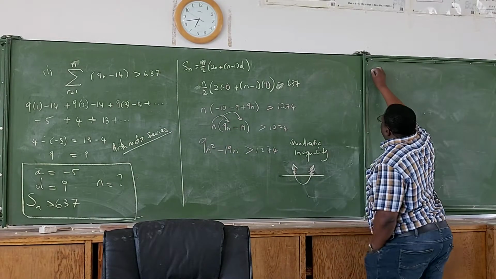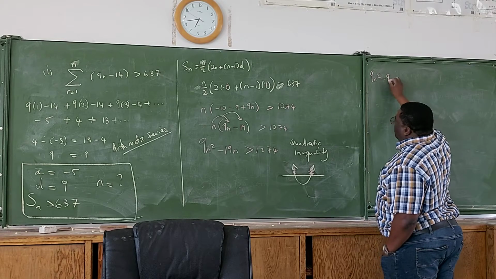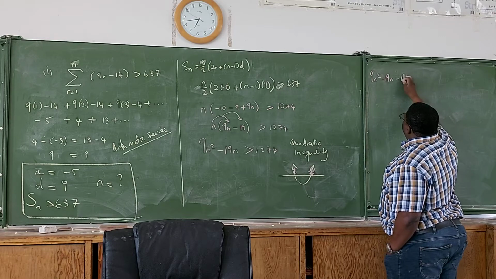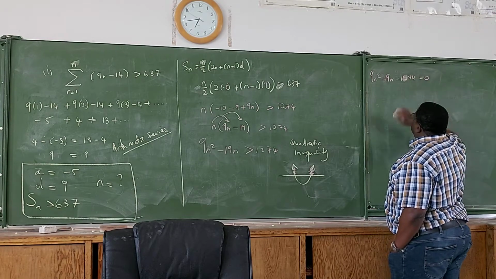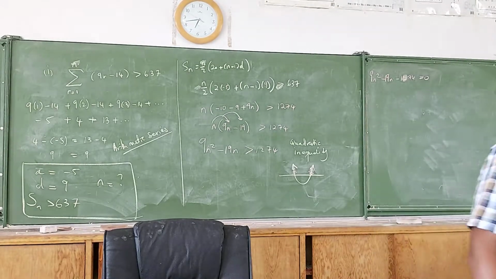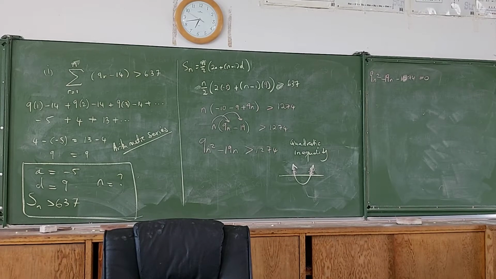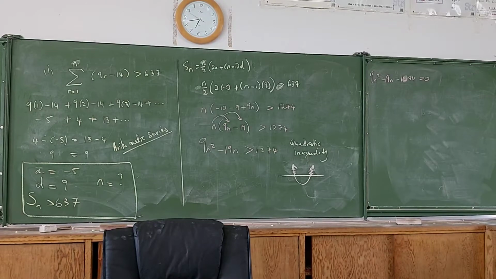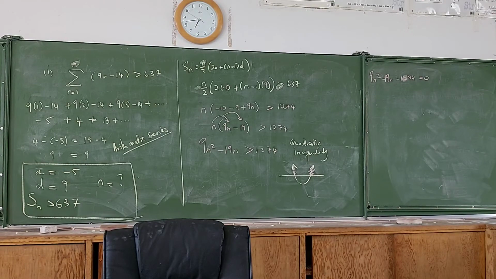So as an equation, it becomes 9n squared minus 19n minus 1,274. Let's make it an equation for now. You actually have a very nice calculator. Set up the quadratic equation. Then 9 is the value of a, then minus 19, then the constant is minus 1,274.